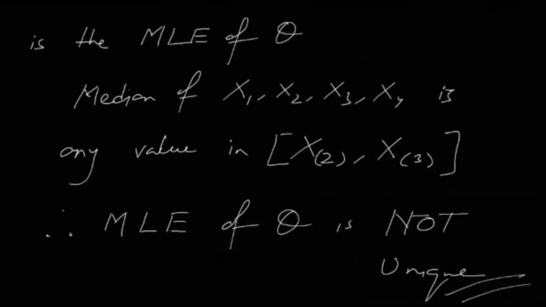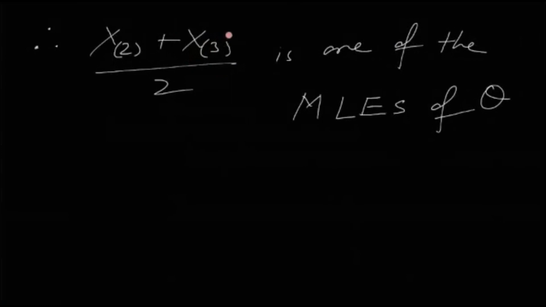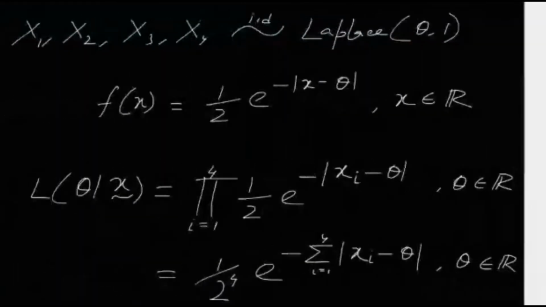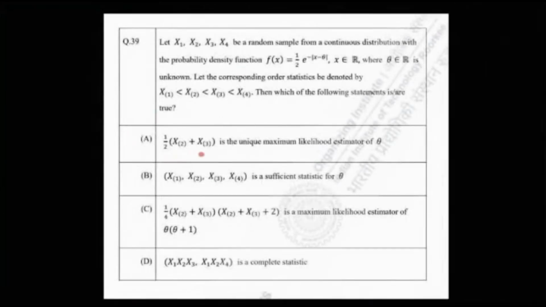X order 2 and x order 3, the average of these two, is one of the MLEs of theta, not the unique MLE. It is an MLE, but not the only MLE of theta. So option A is not correct because it says it's the unique MLE of theta. There does not exist a unique MLE of theta, so option A is obviously not true.